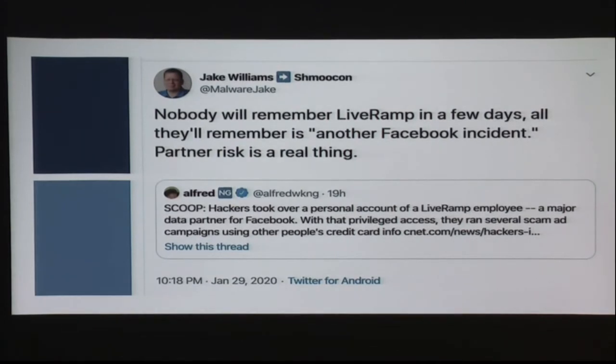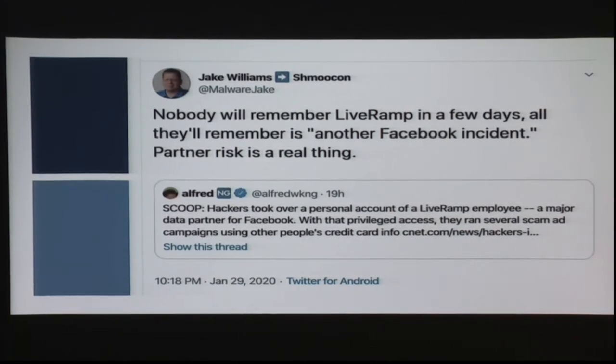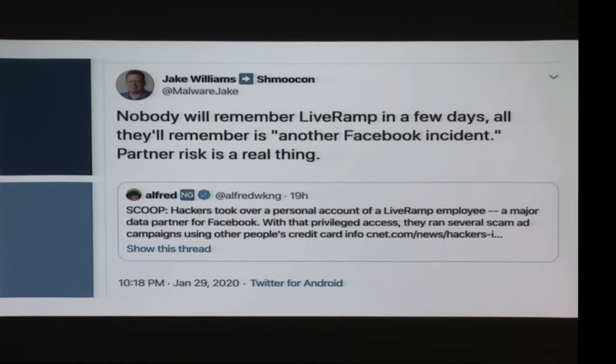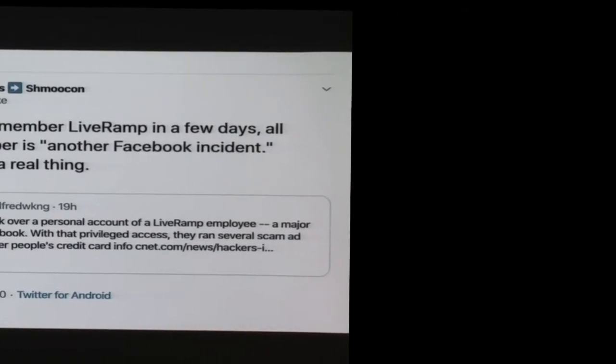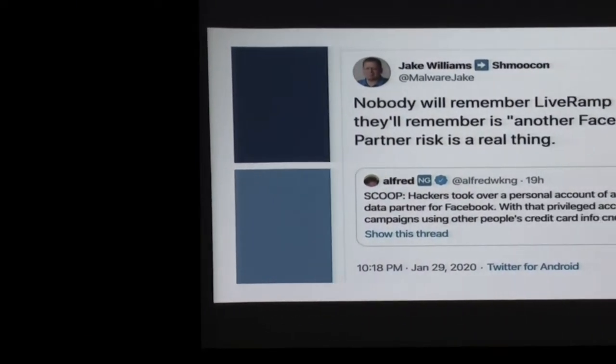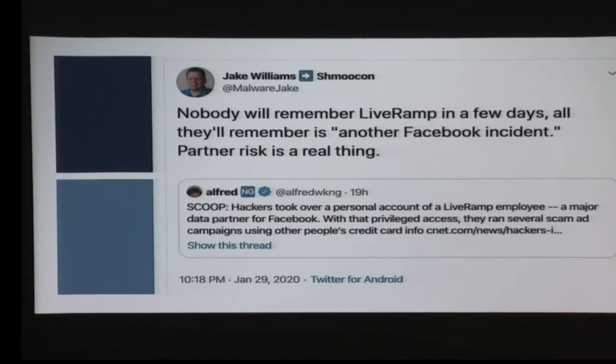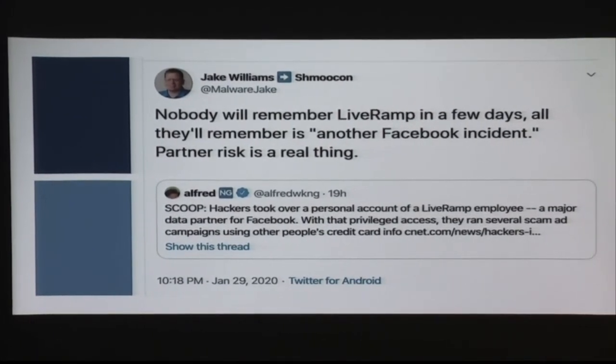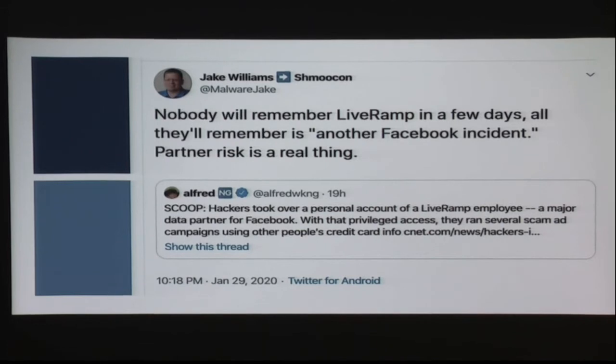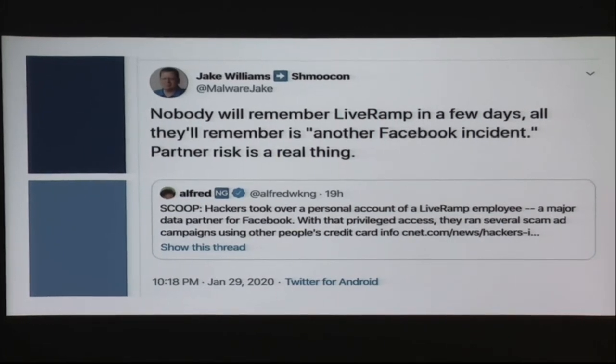Jake always manages to tweet something out that's very timely to a Shmoo talk. Last year I did an IR talk and he tweeted something out about logs, and this year he just tweeted this the other day, reminding you that your partner risk really is, at the end of the day, your risk. People are not going to remember that a third-party service got hacked. They're going to remember it was your customer data that was exposed.